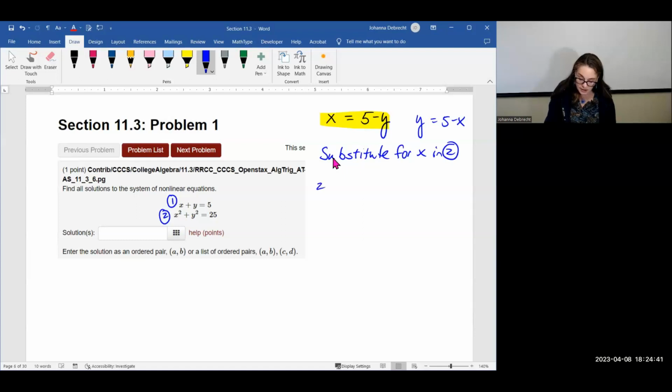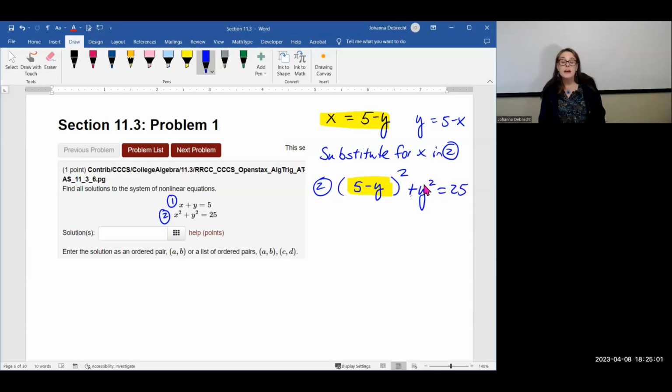So this is going to give me equation 2. Replace the x, and notice the square stays outside. So in here is where I'm going to be dropping that 5 minus y, and the rest of equation 2 is plus y squared equals 25. So in here I drop 5 minus y, and then I'm going to have to simplify it.